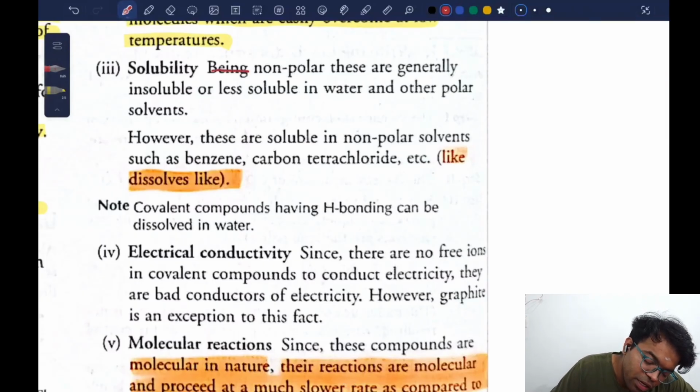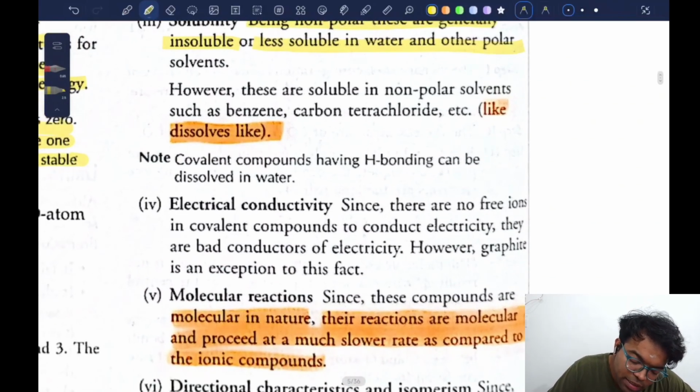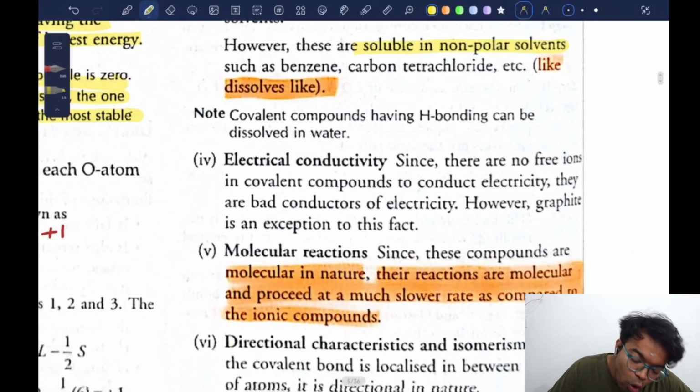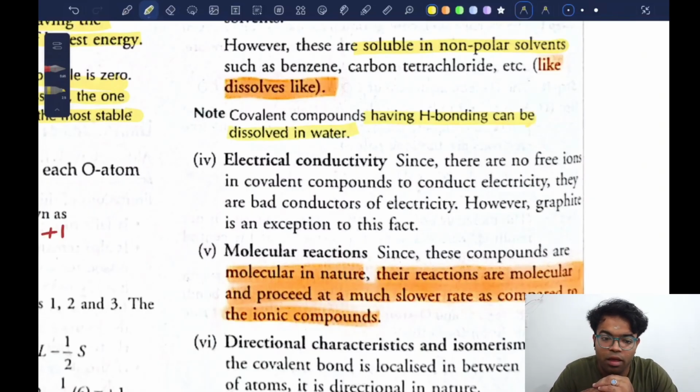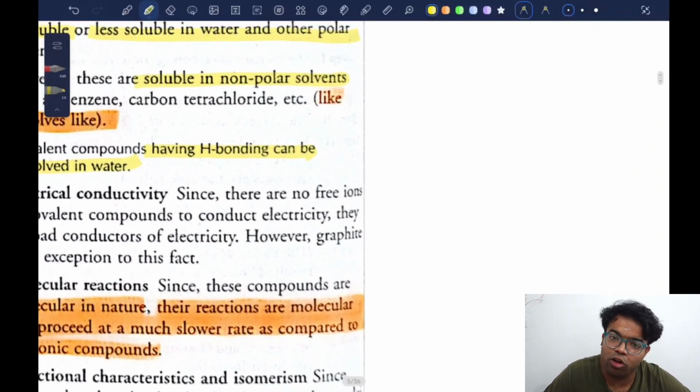Being non-polar, these are generally insoluble or less soluble in water and other polar solvents. However, these are soluble in non-polar solvents like benzene, ether, carbon tetrachloride, etc. Now, covalent compounds having hydrogen bonding can be dissolved in water. The best example is that of alcohols. Now, in class 10th, you have learned about alcohol groups, right? In the carbon and its compounds section.